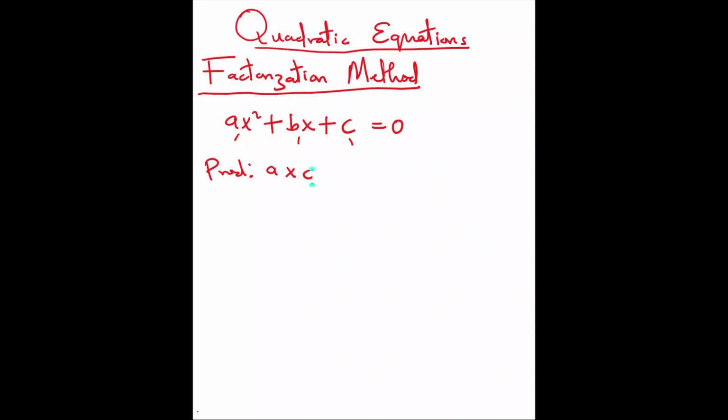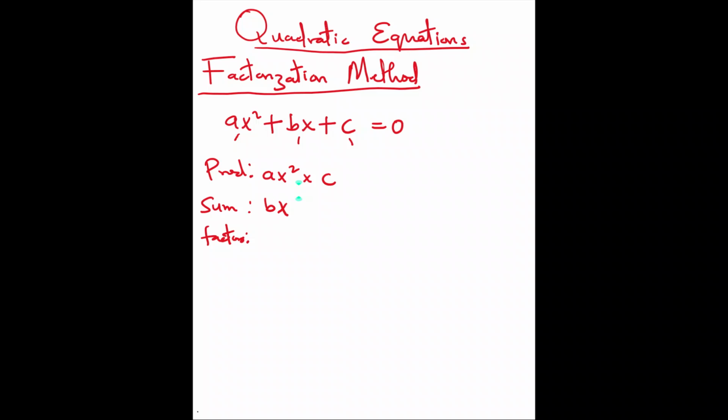So the product will be ax squared times c. And then the sum is always the one in the middle, which is bx. The factors we are trying to find are two factors or terms that, if we multiply together, give the product of the first and the last term, and when we sum them up together, give the middle term.